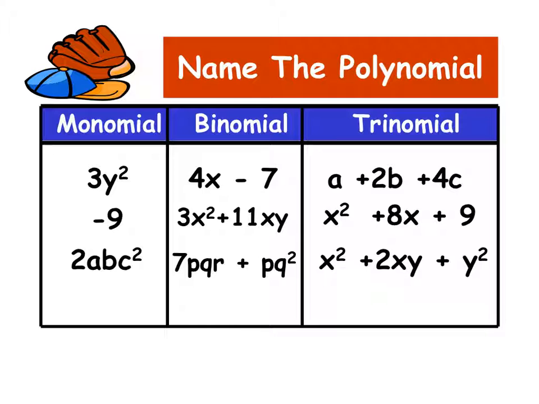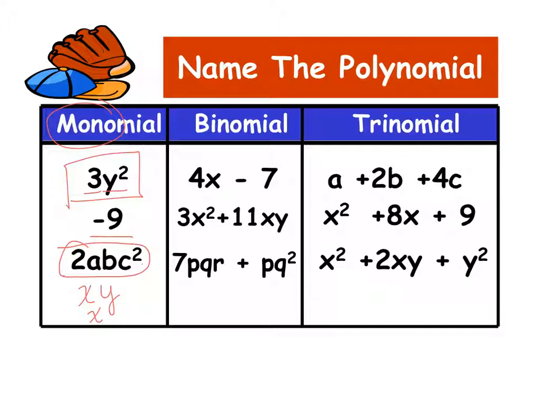So here are some examples of monomials, binomials, and trinomials. Remember, mono is the prefix that means one term. So this is the product of a number and some variables. This is just a plain old number. This is the product of a number and some variables, and just x times y would be a monomial, and just x would be a monomial.